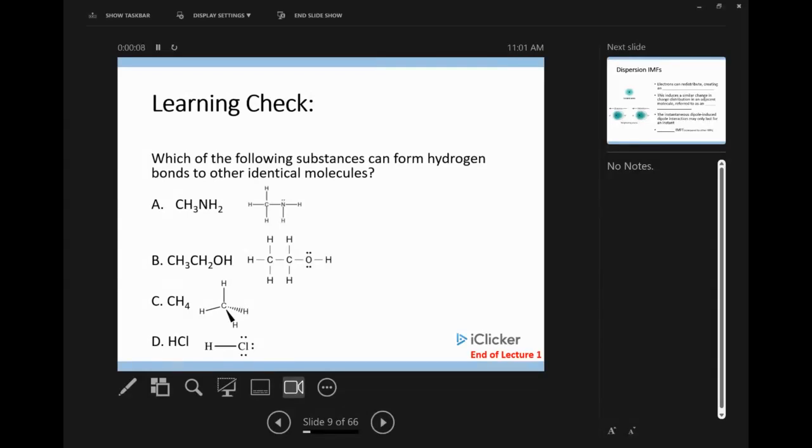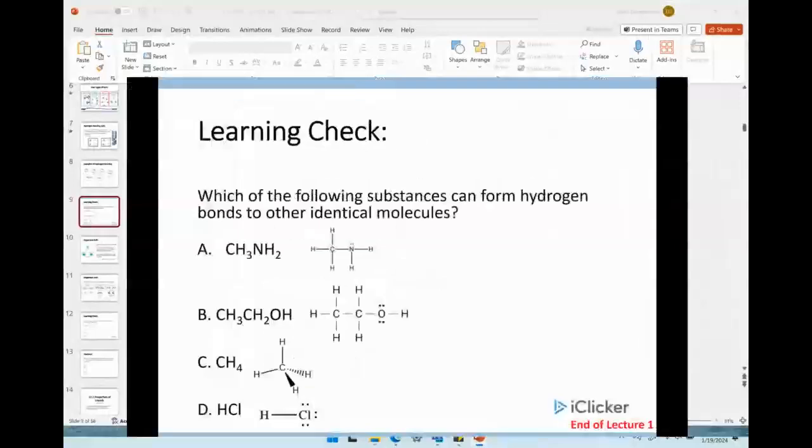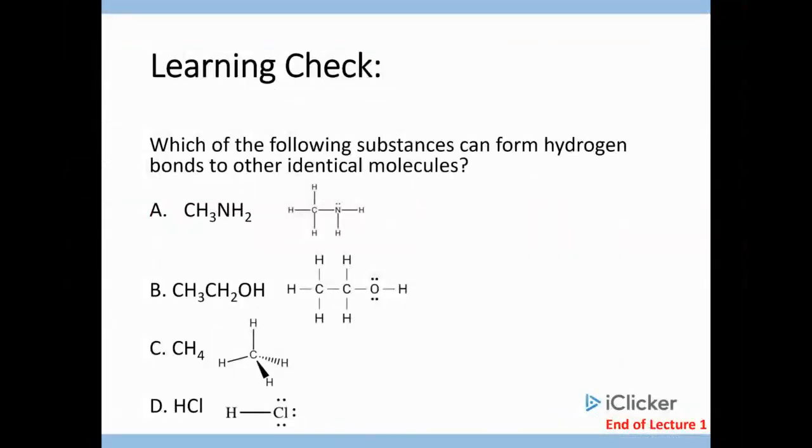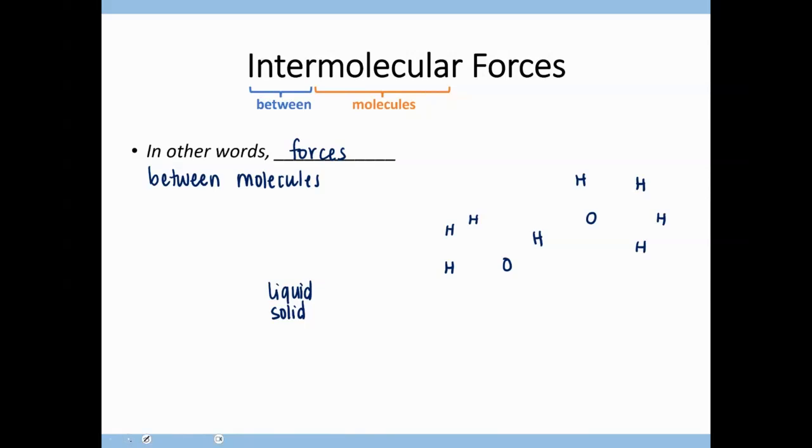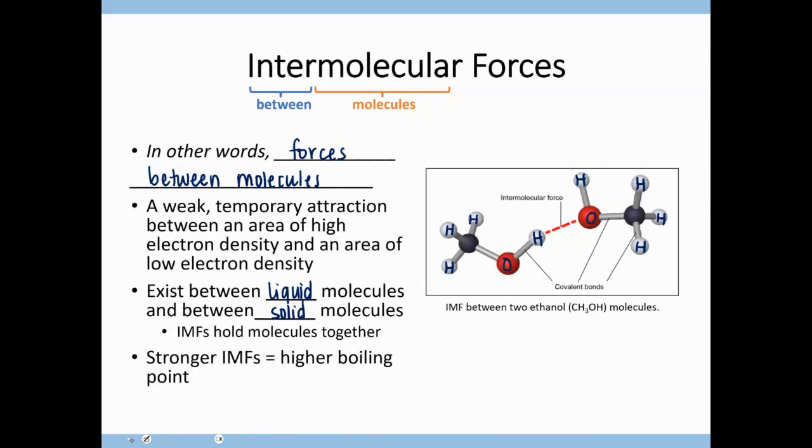Okay, so we ended class with this learning check. Which of the following substances can form hydrogen bonds or hydrogen bonding interactions to other identical molecules? So you already did the clicker. So let's remind ourselves about the 4 different types of hydrogen bonds.